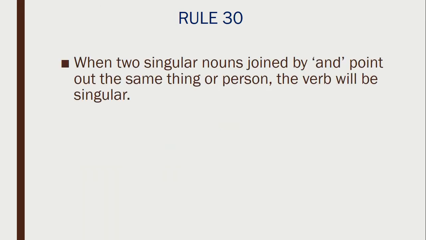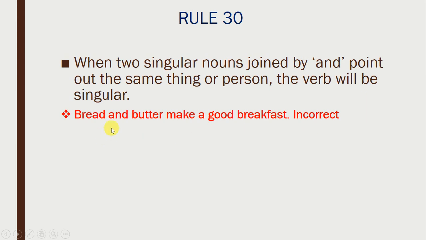Next rule. When two singular nouns are joined by and, but they are pointing to the same thing, for example, bread and butter. We always take bread and butter together, right? Whenever you ask your mummy, please give me bread and butter, right? We always take these things together. So when we are pointing at the same thing, but we are joining two things, the verb will be singular only and not plural.